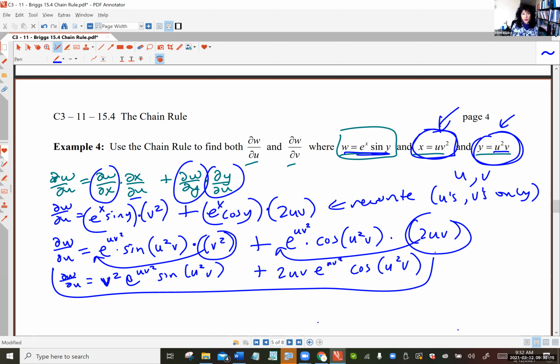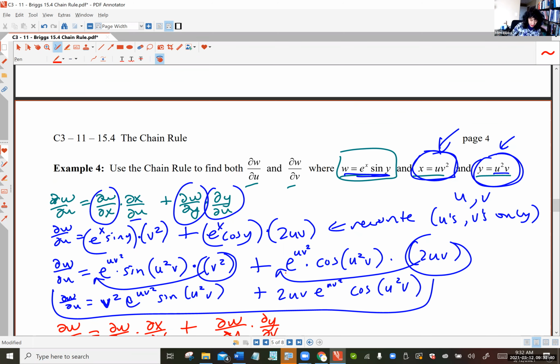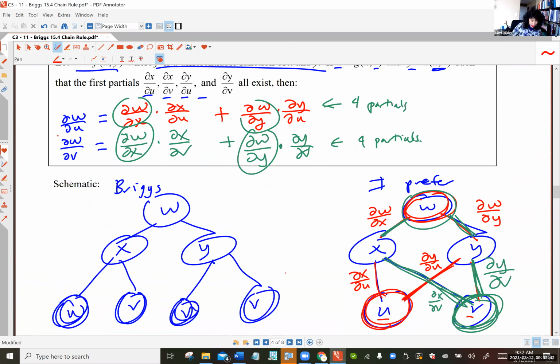So there's one of the partials. We're not done. We got to get the other partial because we have two independent variables. Oh man, yeah. I know, I told you this would be messy. So write down what you're doing next. We want to get dw dv, which is the partial of w with respect to x times the partial of x with respect to v plus the partial of w with respect to y times the partial of y with respect to v. I'm just writing down what it said in the theorem up here. Okay, these are the two partials we're trying to find.